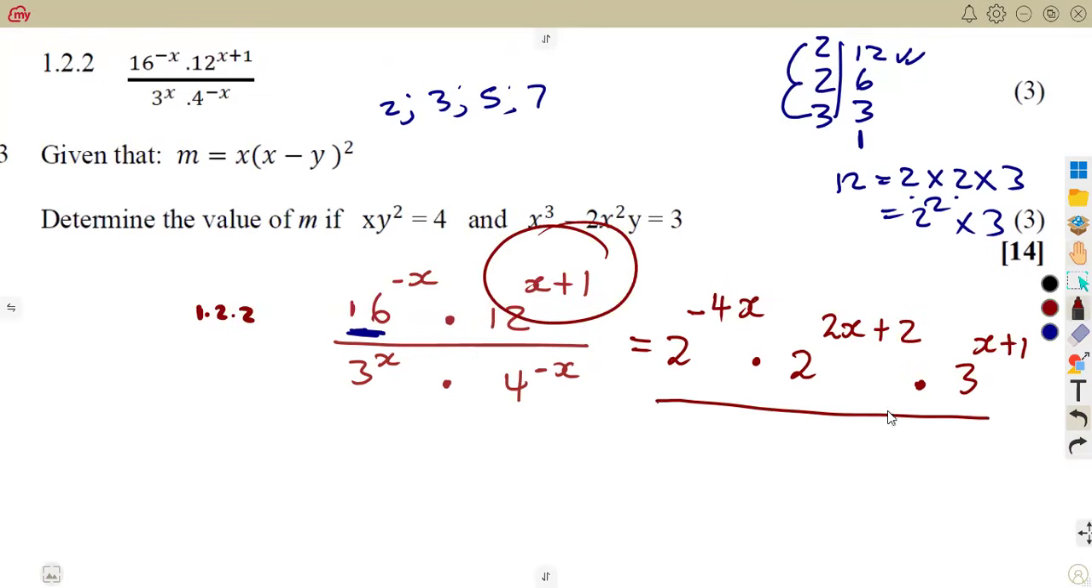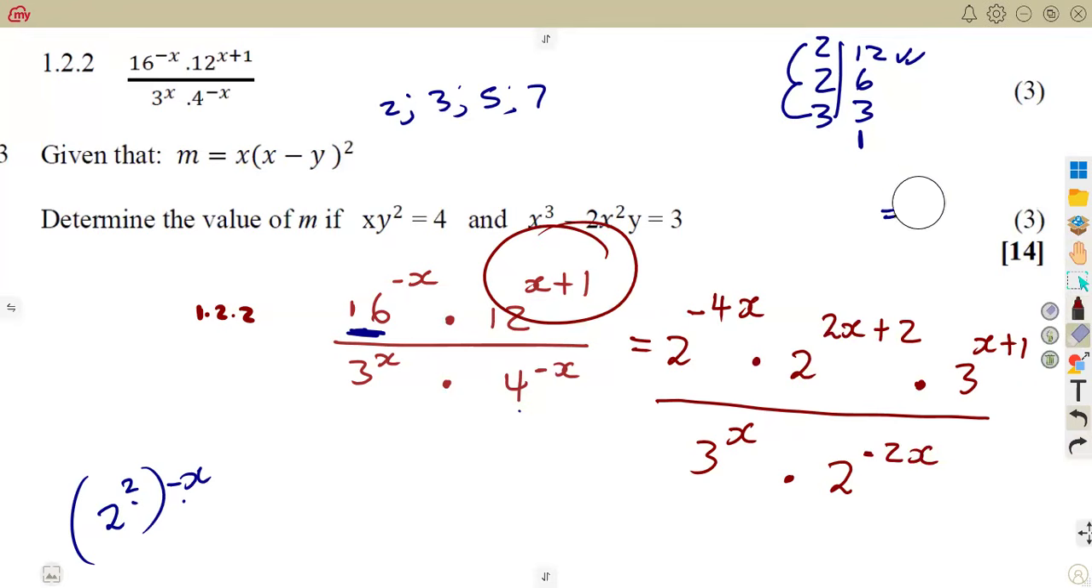Everything is being written as prime numbers. 3 is already a prime number, so we're not going to change anything. Just going to rewrite as 3 to the exponent of x. 4 is not a prime number. Let us have it as a prime number in the base of 2, which is the simplest base. So 4 is the same as 2 to the exponent of 2, but being raised to the exponent of minus x. So it will give us 2 times minus x, which is minus 2x. So that's 2 to the exponent of minus 2x.